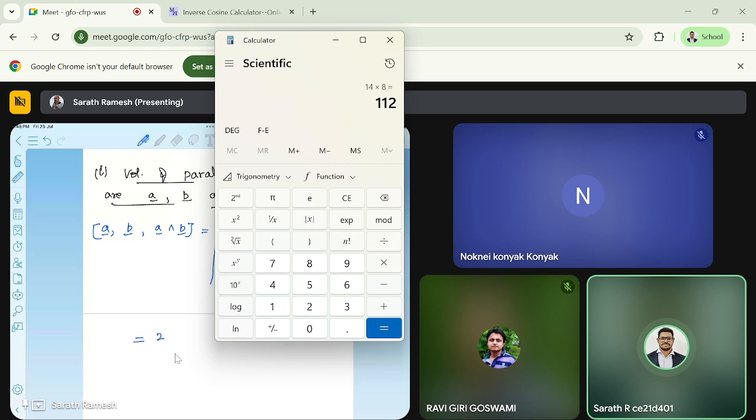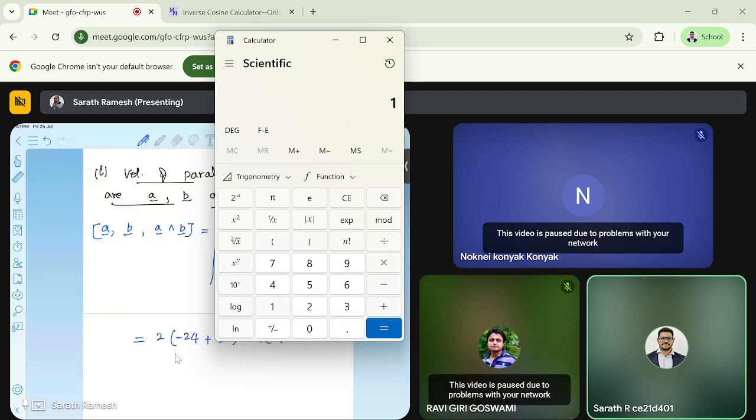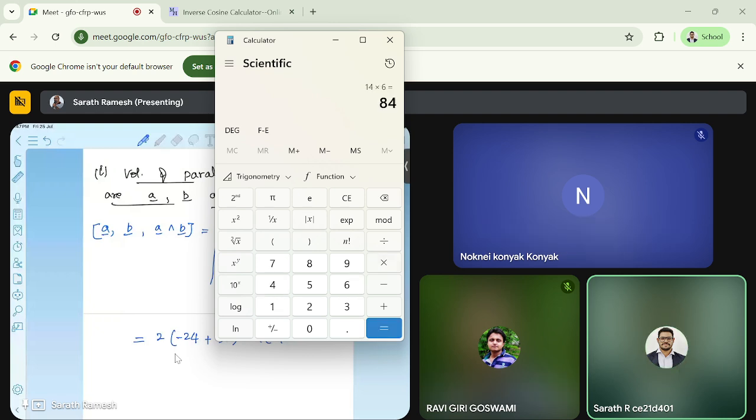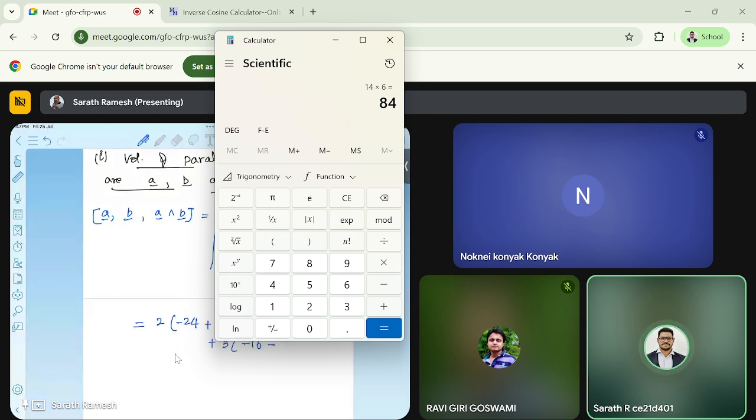Minus 112. Please check whether whatever I am doing is correct, as there can be any silly mistake. If anything, please let me know on the spot. So 3 times minus 16 minus 14 6 are 84. So 2 times 8 minus 4 times 112, 22 minus 128, and 3 times 84, 94, 100, right.